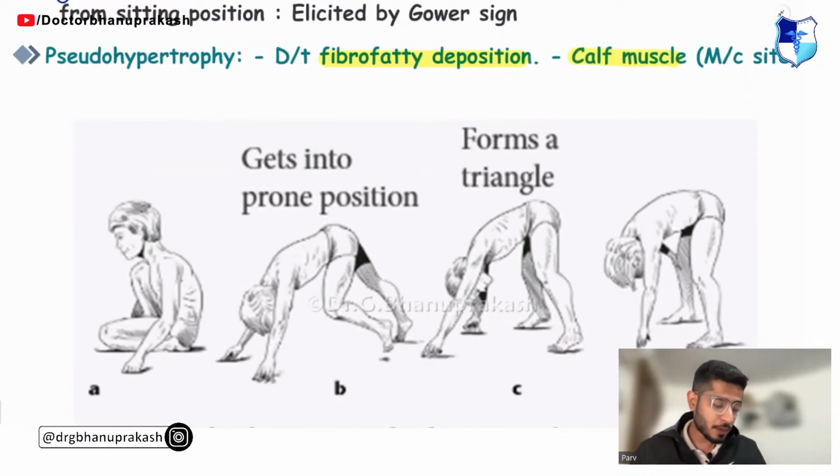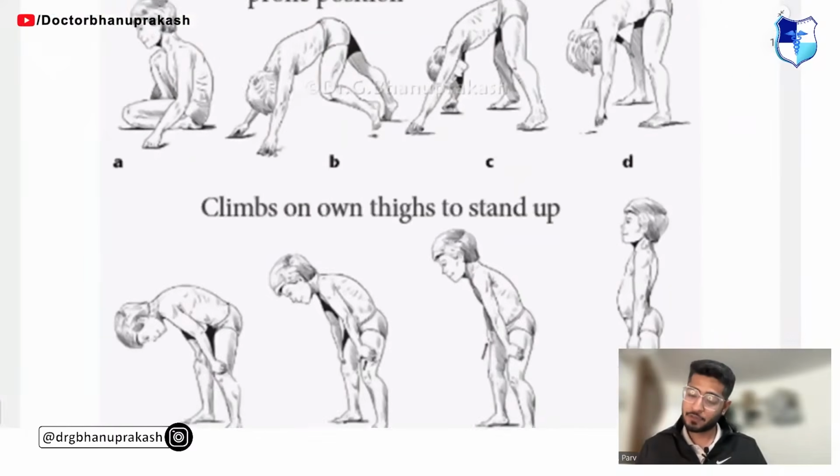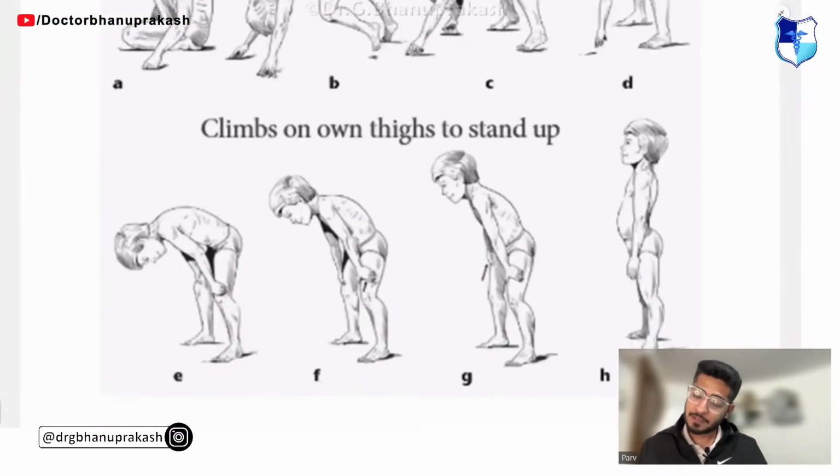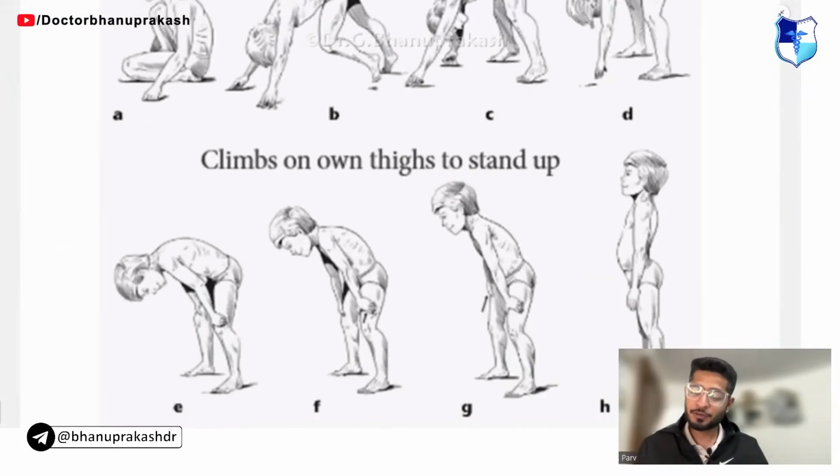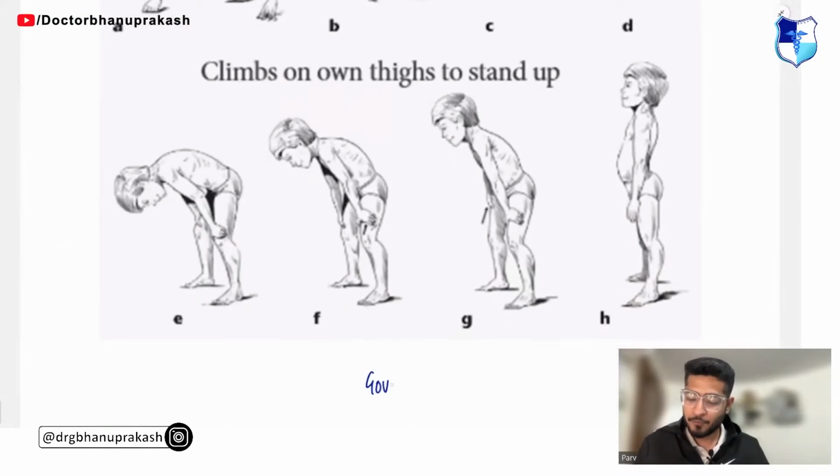And that is why you are going to have what? That is why there will be a pseudo hypertrophy. And which is this sign? Yes, which is this sign? The child is taking the support to rise. This is called Gower sign.